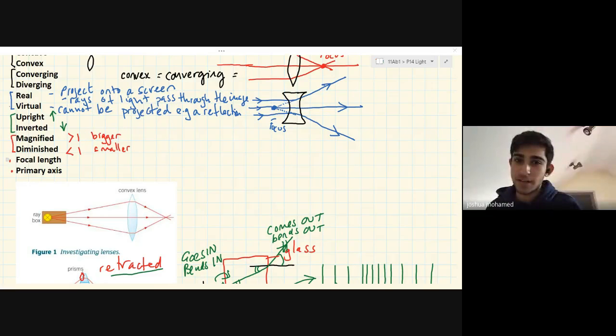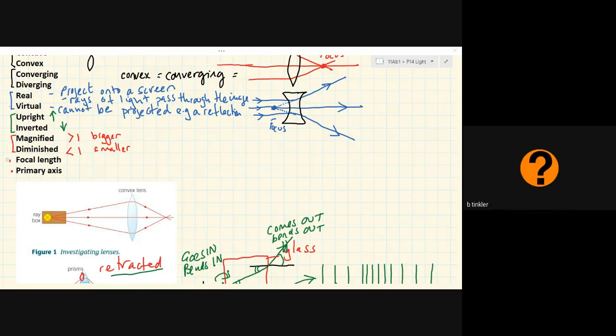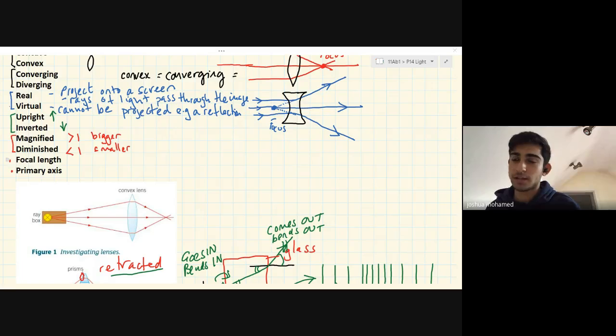Hi, sir. My internet cut out a little bit when you were doing the diverging concave lens towards the end. Could you just show me where each of the lines come from?